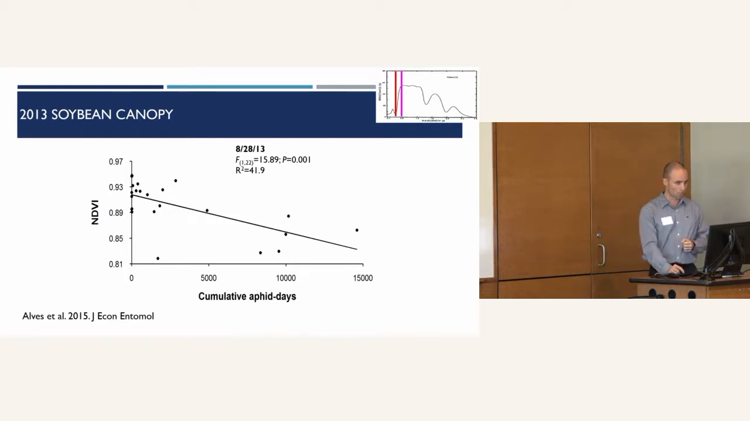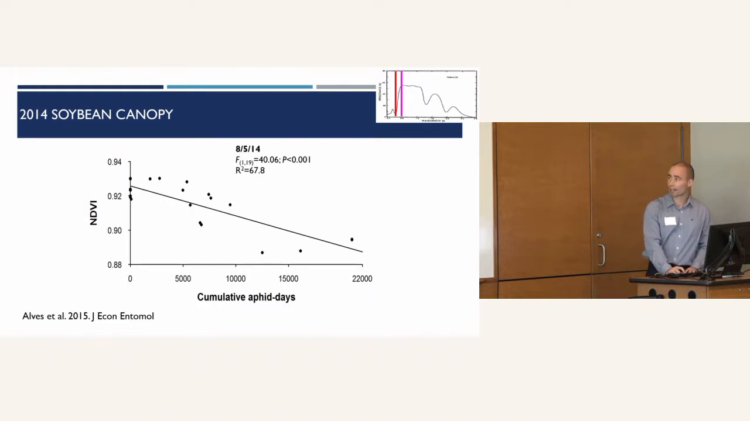So that was promising. And then in the second year, we saw a very similar pattern. And these were from sample dates where we already had pretty high aphid populations. If you look at the range of values on that x-axis for cumulative aphid days, those are already pretty high. On the earlier dates, we weren't able to detect a relationship.